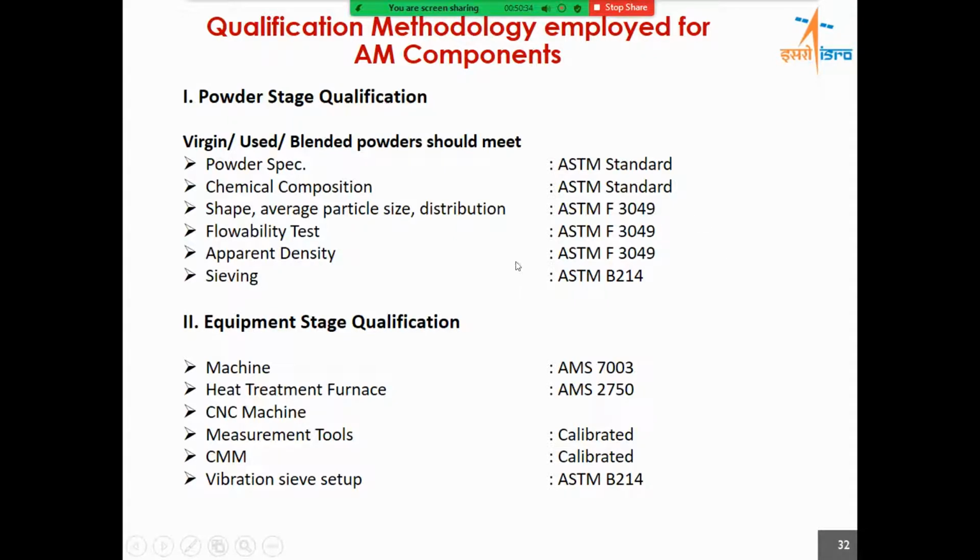And of course, since we are making use of equipment, all the equipment that is used to manufacture this additive manufactured part also needs to undergo qualification. So for machine qualification, there's one AMS 7003 standard. For heat treatment furnace calibration, there's an existing standard, AMS 2750. And of course, all the measuring tools that you need to use to inspect the component need to be calibrated. And again, the vibration sieve setup is there in ASTM B214.